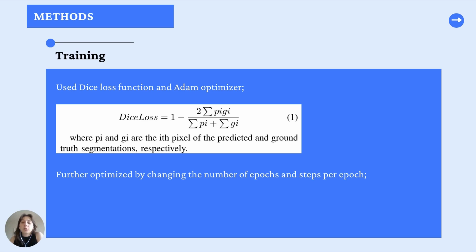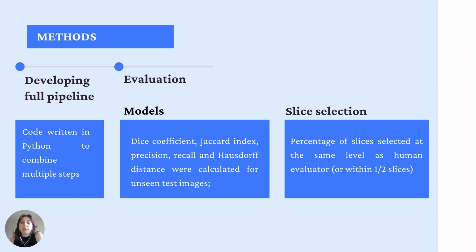Also, in our previous work, where we trained a U-Net using only our in-house dataset, we compared the performance of the model using 3 different loss functions: binary cross-entropy, Hausdorff loss, and dice loss, and we have shown that the model trained on dice loss outperformed the other 2 models. We have further optimized our model by changing the number of epochs and steps per epoch while observing the training metrics. We then wrote code in Python to combine multiple steps and the 2 pre-trained models into the final, fully automated pipeline as outlined previously.